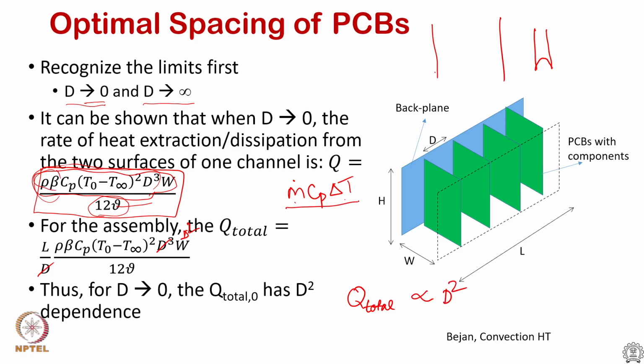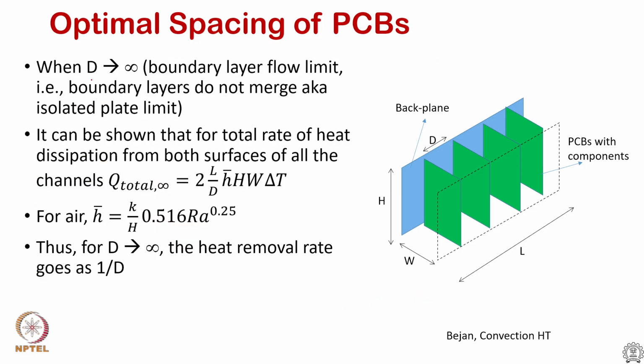Okay. So, the other extreme is D tending to infinity. It means the isolated plate limit, where the boundary layers are not interacting. In this case, the heat transfer coefficient is given by a simple vertical plate, and there are two sides to it. So, you have 2 times the n number of plates, because there is a boundary layer developing on this side and on that side. That is what the 2 is giving you, and you have heat transfer coefficient into area into delta T, where the heat transfer coefficient is given by this correlation.